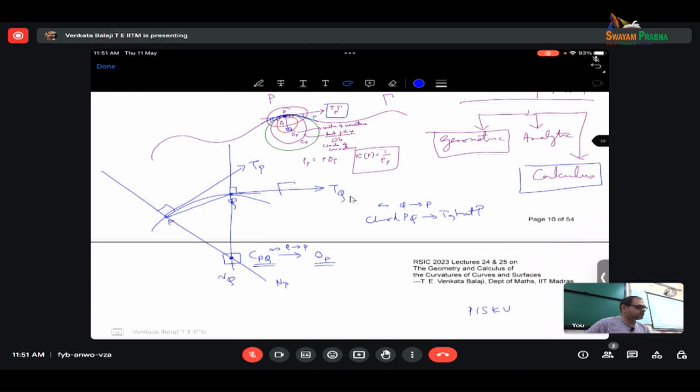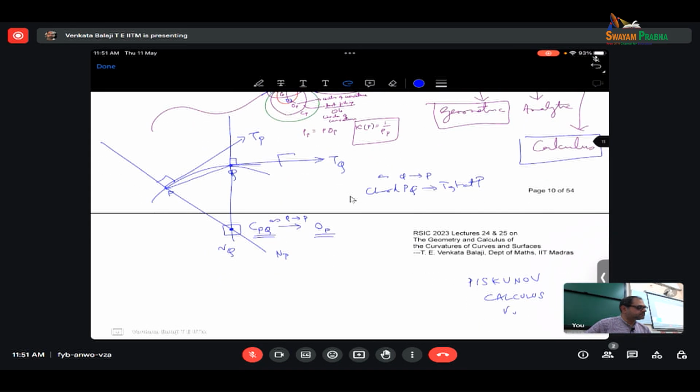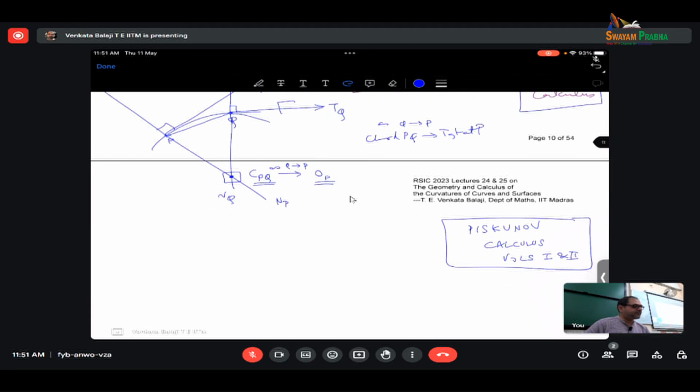It's a long, very readable book. It has calculus in one variable, then multivariable calculus, differential equations, and other advanced topics like Fourier series. It's a very good book. So let me get back. It is Piskunov's Calculus, and it's actually two volumes. So this is one book for calculus. My other favorite, as I told you, is Andrew Pressley's Elementary Differential Geometry.